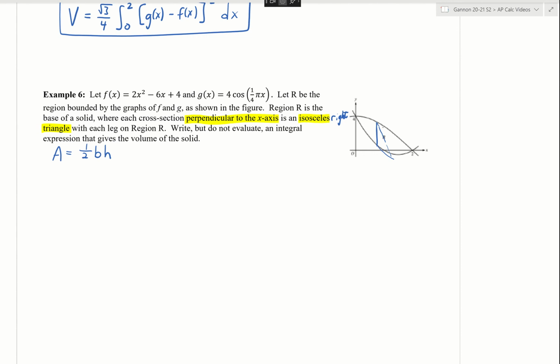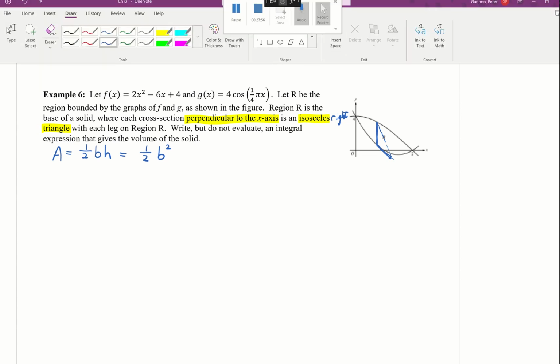But again, because this leg is in the region, the other leg is coming out here. That's going to be the height. So you can really think about this as 1/2 base squared because the base and the height are equivalent. All right, guys, pause the video, try to set up your integral and compare it to what we get.